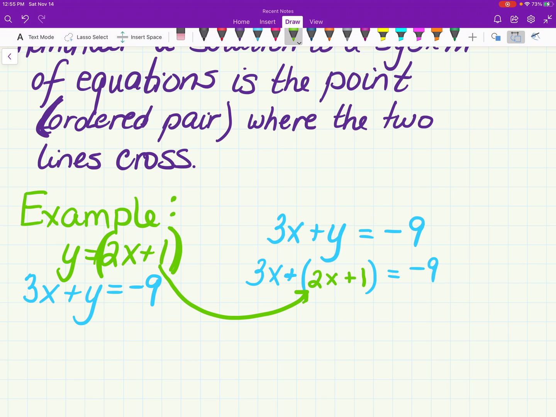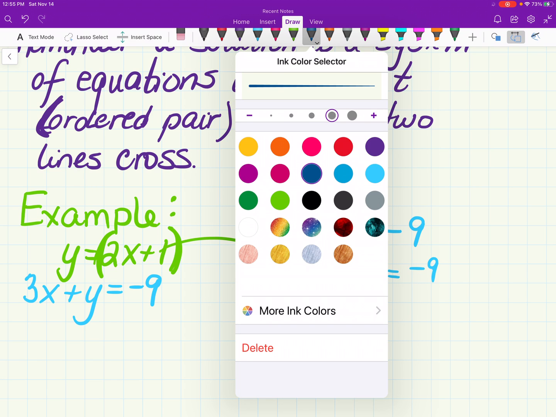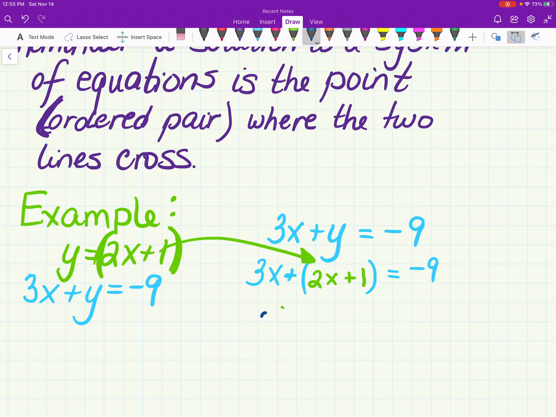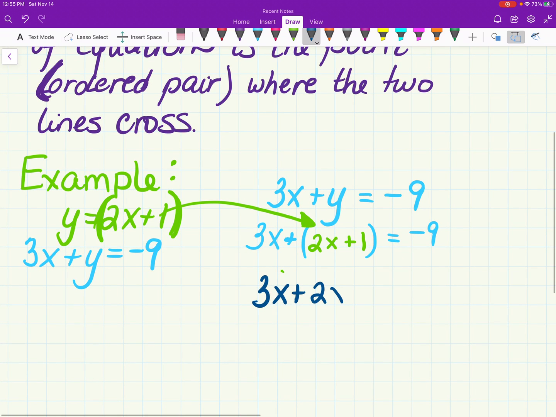Now that we've replaced that, we have one variable. We have an x. So we can just simplify and solve this equation for x. So we have 3x plus, now is there anything on the outside of the parentheses to distribute? That's the whole point of putting parentheses, to make sure if there is something to distribute, we remember to. Well, there isn't, so we can just write 2x plus 1 equals negative 9.